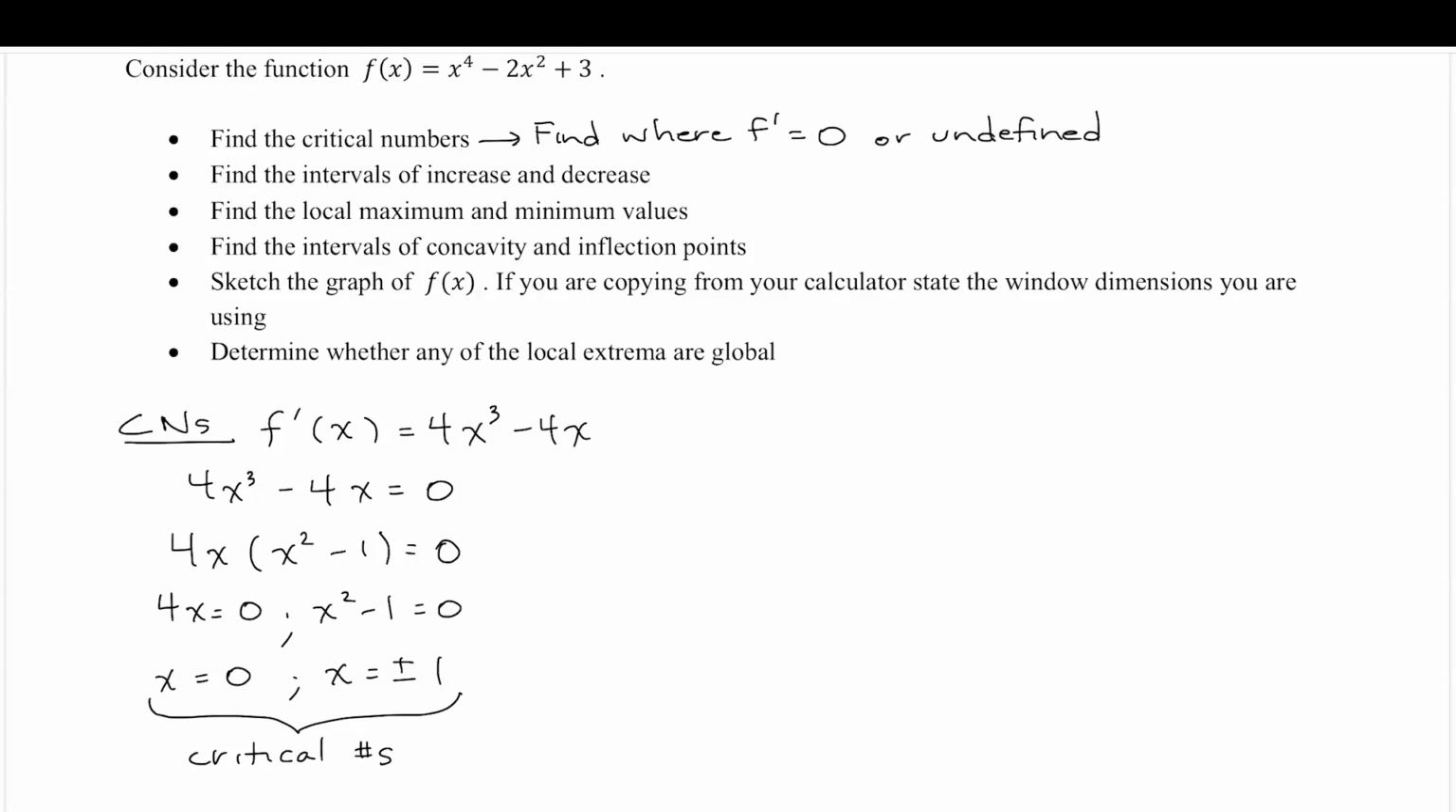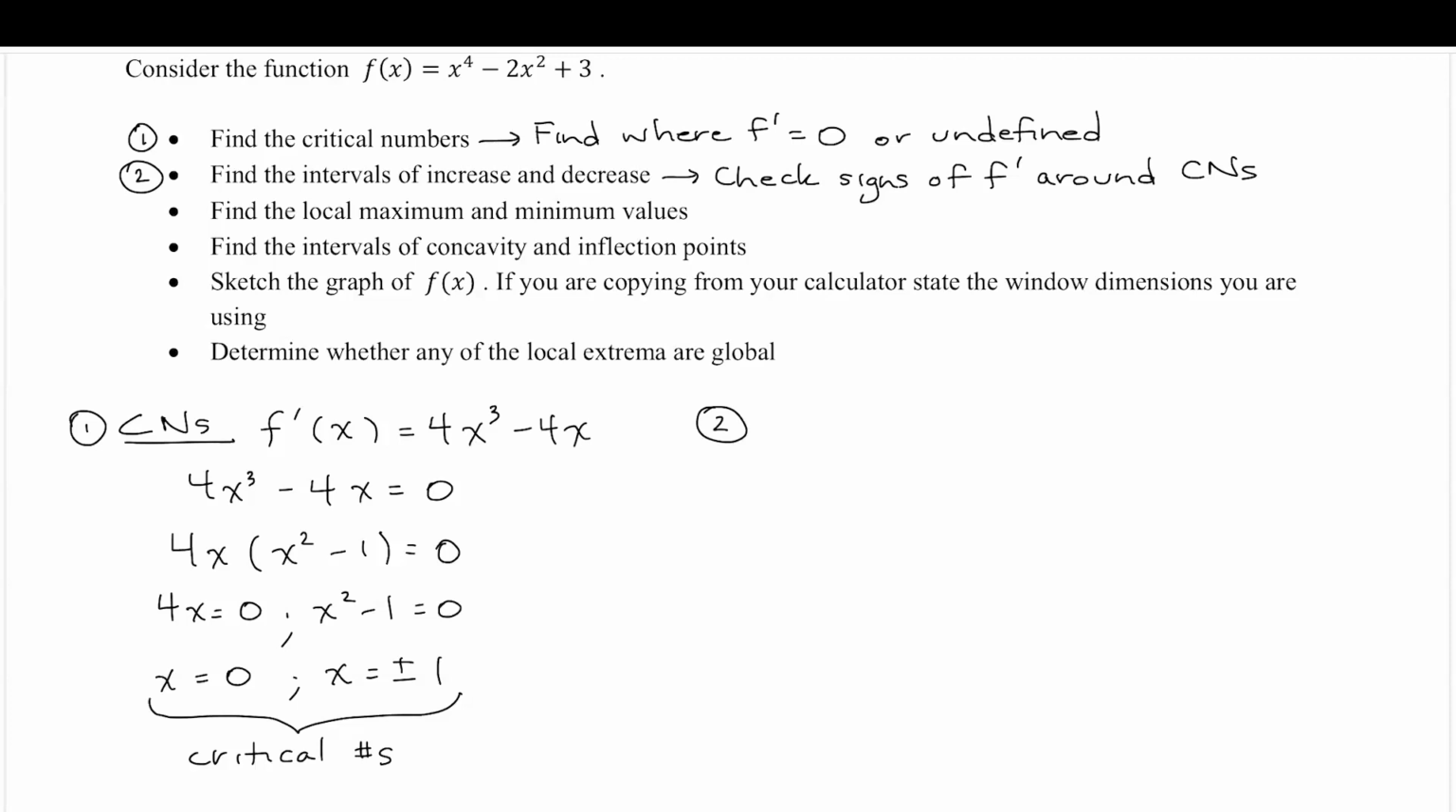Okay, so to find the intervals of increase and decrease, what we want to do is check the signs of f prime around the critical points or critical numbers. So I'm going to set up a number line. Let me, I should have numbered these, I guess. I'll call that 1. I'll call this 2.